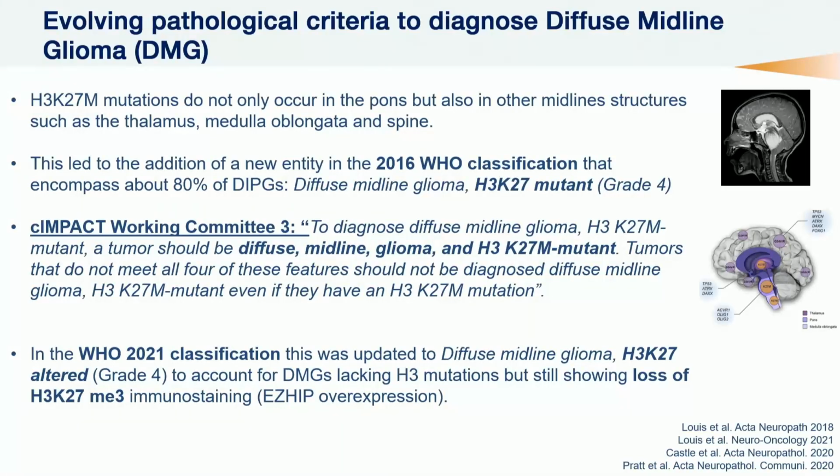There are different working groups, and one of the key hallmarks that we need to make sure we have when we diagnose these tumors is that this is a diffuse infiltrating tumor. And then in 2021, the WHO classification was updated to include diffuse midline glioma H3K27 altered, accounting for diffuse midline gliomas lacking the H3 mutation but still showing the global loss of trimethylation immunostaining. One of the ways that is possible is through EZHIP overexpression.